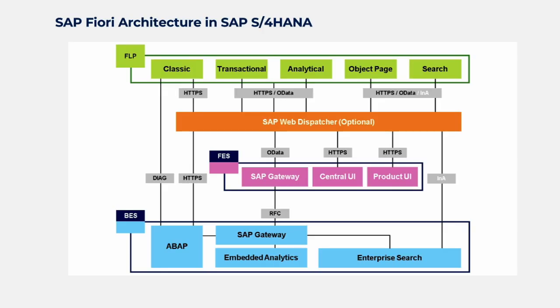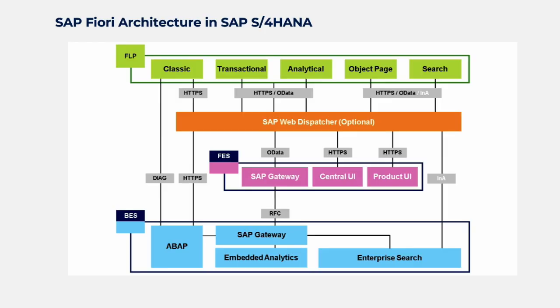The system is split into 2 main areas. The front-end server, FES. This contains the SAP Gateway, Central UI, and the Product UI. When you click a tile, the Product UI is called and the gateway handles the OData communication. The backend server. This is where the heavy lifting happens. It houses the ABAP logic, embedded analytics, and the enterprise search.